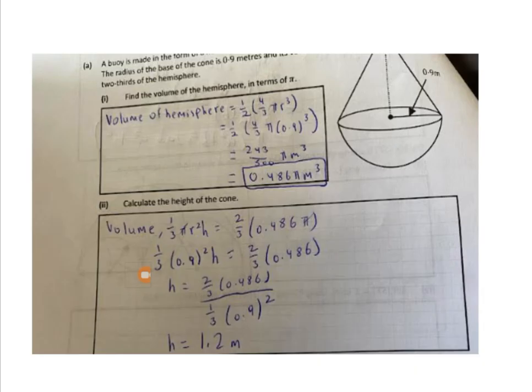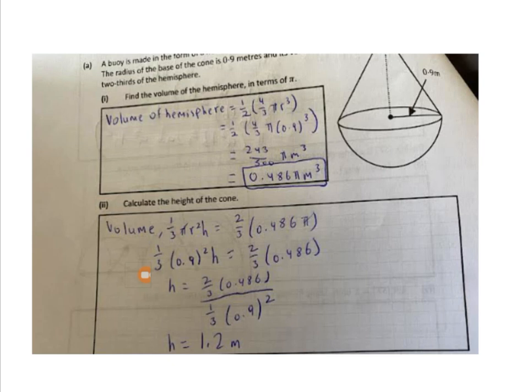So this question is about a buoy. Starting off with part A, we're told that a buoy is made in the form of a hemisphere cemented to a right cone. We're also told that the radius of the base of the cone is 0.9 meters and its volume is 2/3 of the hemisphere. Then in part 1 we are asked to find the volume of the hemisphere in terms of pi.